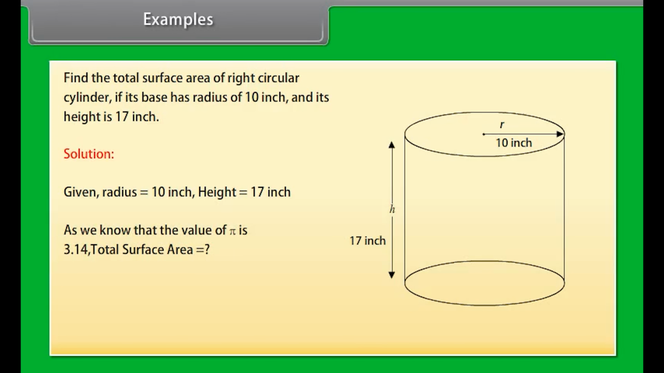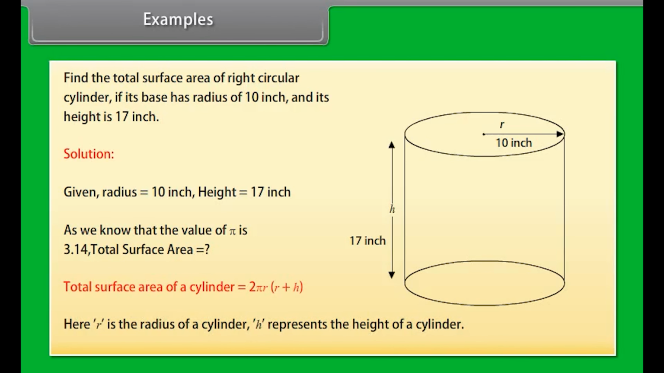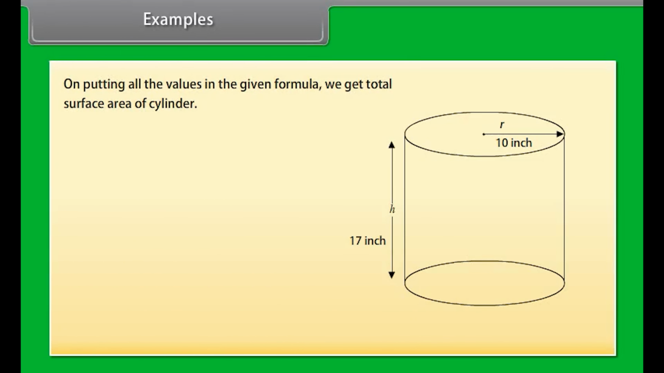We know that the formula for finding the total surface area of a cylinder is given by: total surface area of a cylinder is equal to 2 pi r into r plus h. Here r is the radius of the cylinder and h represents the height of the cylinder. On putting all the values in the given formula, we get the total surface area of the cylinder. So, the total surface area of a cylinder is equal to 2 pi r into r plus h.